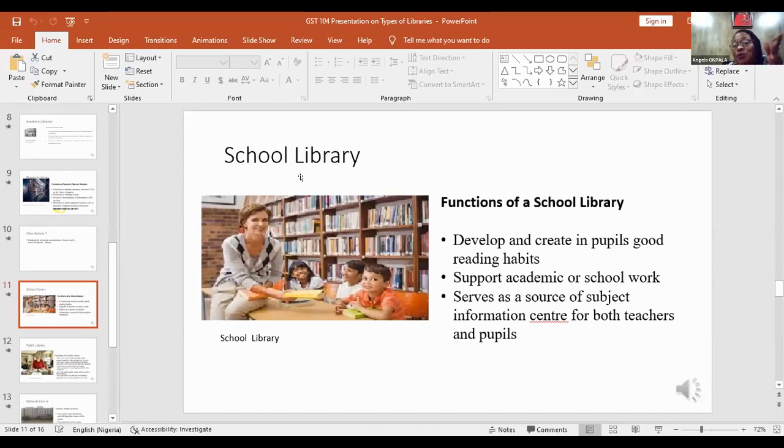When we talk about school libraries, we are discussing the libraries that are located in secondary schools and in primary schools. Please mute yourself. I muted everybody, and some people have unmuted themselves. Mute yourself. You are disturbing the class.